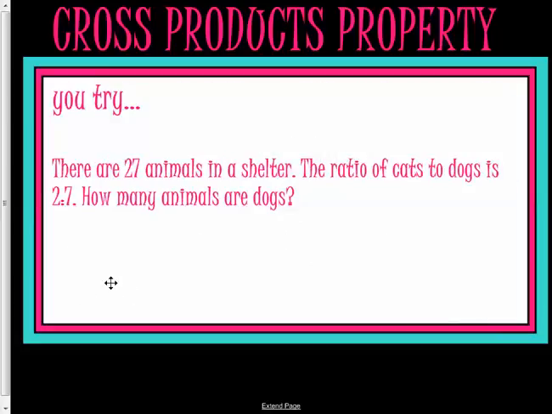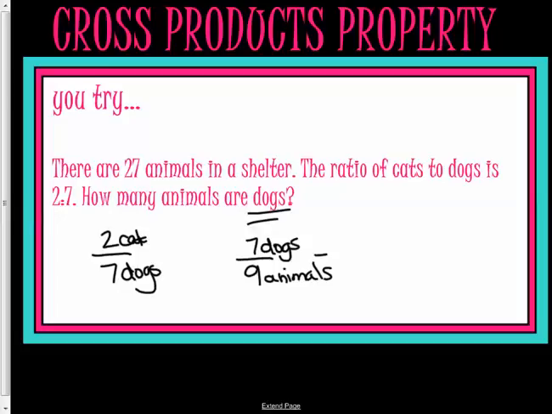All right, your turn. Try this one for me, and I'll be back in just a second to show you what I did. There are 27 animals in a shelter, so the ratio of cats to dogs is 2 to 7. So 2 out of 7, these are, or not 2 out of 7, these are 2 cats, 7 dogs. So if we want to know how many dogs there are, 7 dogs out of 9 animals.